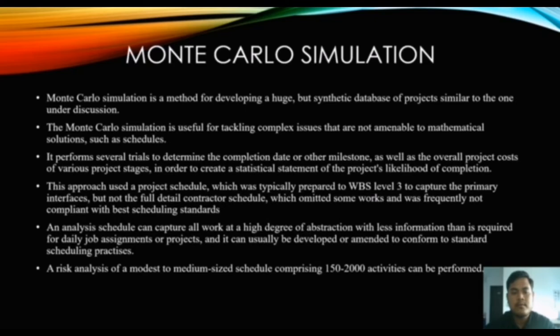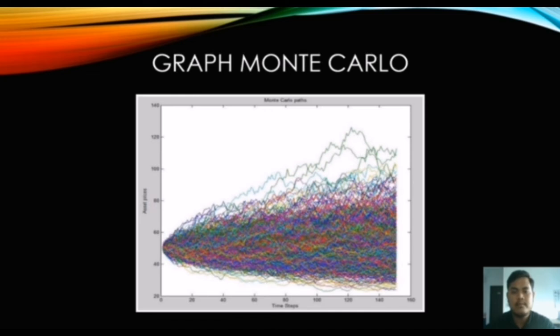This approach uses a project schedule which was typically prepared to WBS, with the ability to capture the primary interface, but not the full detailed contractor schedule, which omitted some works and was frankly not compliant with the scheduling standard. An analysis schedule can capture all work at a high degree of abstraction with less information than is required for daily job assignments or projects, and it can usually be developed or amended to conform to standard scheduling practice. A risk analysis of a modest to medium-sized schedule comprising 150 to 1,000 activities can be performed. Okay, this is an example of the Monte Carlo graph.